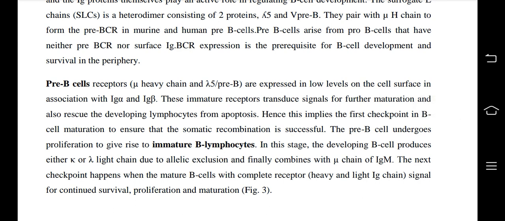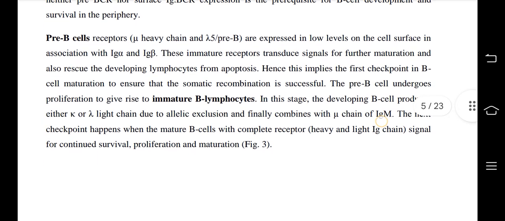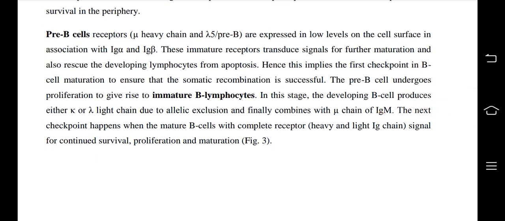BCR expression is the prerequisite for B cell development and survival in the periphery. In pre-B cells, the receptors mu heavy chain and lambda 5 VpreB are expressed at low levels on the cell surface in association with Ig alpha and Ig beta. These immature receptors transduce signals for further migration and also rescue the developing lymphocytes from apoptosis. Hence, this implies the first checkpoint in B cell maturation to ensure that the somatic recombination is successful.